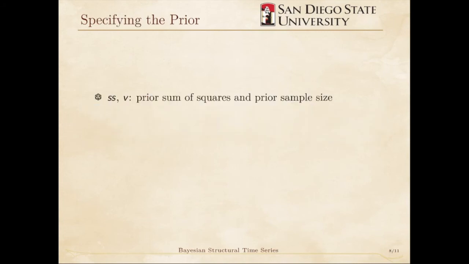Now that we know what the priors are, let's discuss how we choose specific priors. The hyperparameters for sigma squared epsilon are v and ss. We can think of these as sort of like a prior sum of squares and a prior sample size. In the BSTS package, this boils down to selecting an expected r squared from the regression and an expected model size. The default values are r squared equals 0.5 and v equals 0.01.